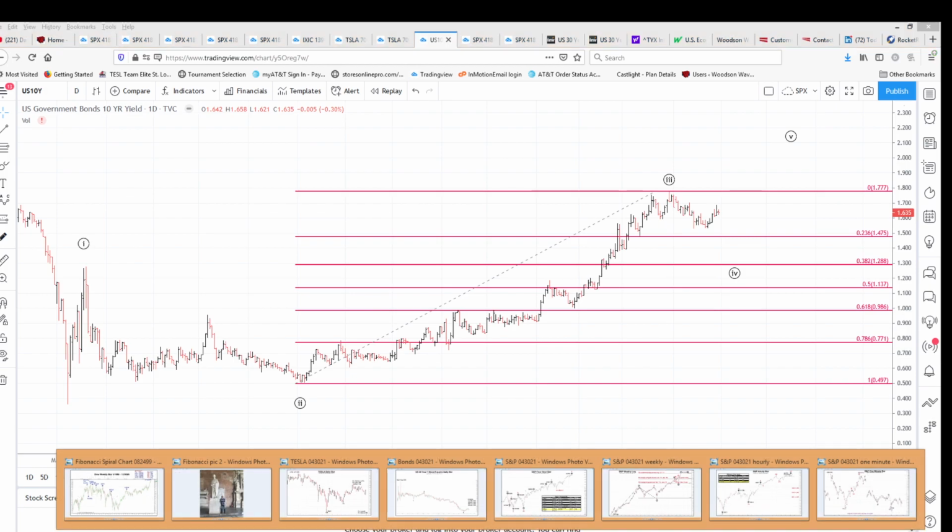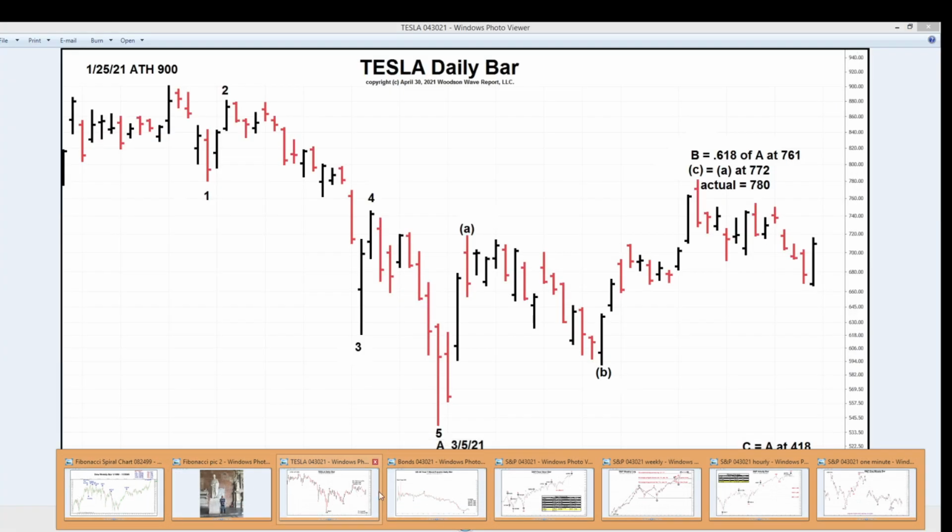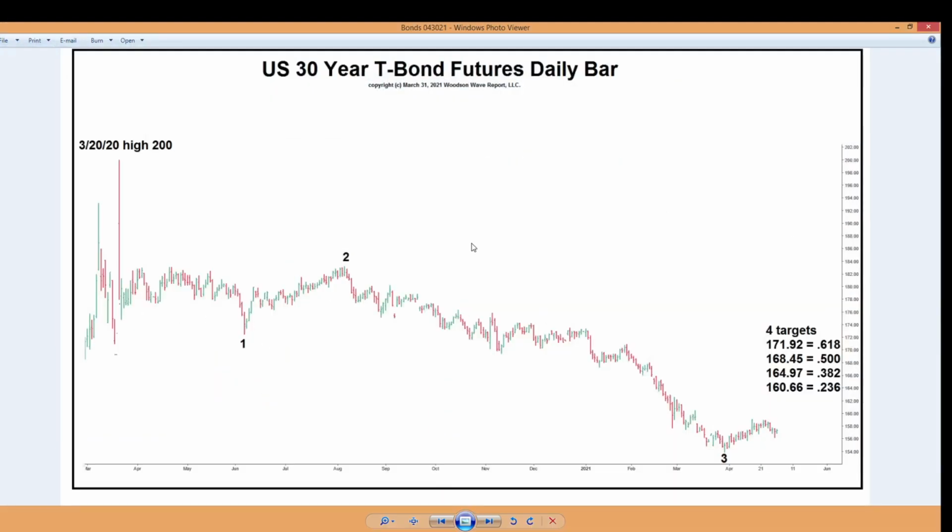Let me look at that. Where is our interest rate thing here? We got the bonds. There it is. Okay, here you go. Here is the price, by the way, the inverse of the interest rates. That's what I want to show you guys. There's that March 20th high. We have a 1 down, a 2 up, a 3 down. There's the wave 4 targets, and that's for the price of the T-bond futures, 30-year. Okay, so that's what we're looking at there.